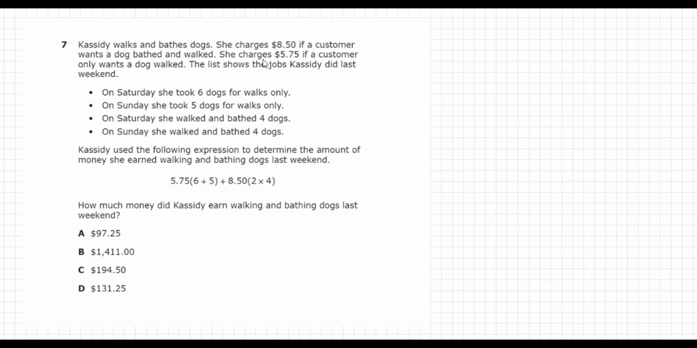Question number 7. Cassidy walks and bathes dogs. She charges $8.50 if a customer wants a dog bathed and walked. She charges $5.75 if a customer only wants a dog walked. The list shows the jobs Cassidy did last weekend. On Saturday, she took 6 dogs for walks only. On Sunday, she took 5 dogs for walks only. $5.75 multiplied by 6 plus 5 is for dog walked only.